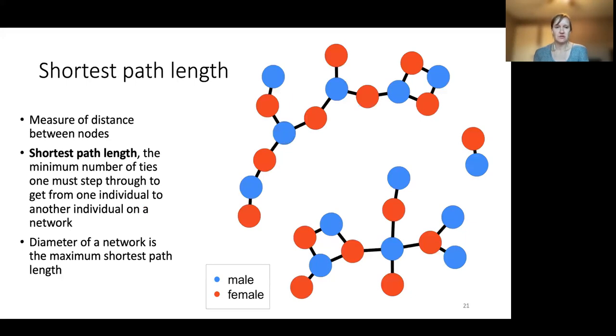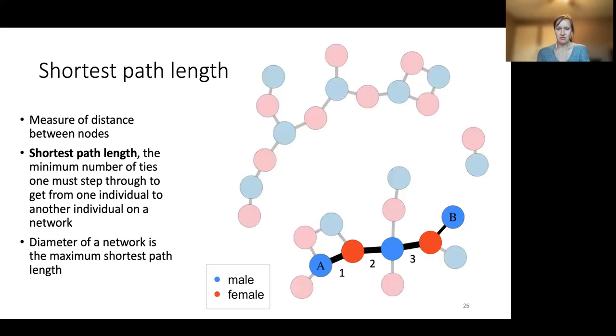We can also think about shortest path length. This is a measure of the distance between nodes. It's the minimum number of ties that you need to step through to get from one individual on a network to another individual on a network. And diameter is the maximum shortest path length within a network. So if we wanted to get from person A to person B, we'd step through four ties, so our shortest path length would be four between A and B.